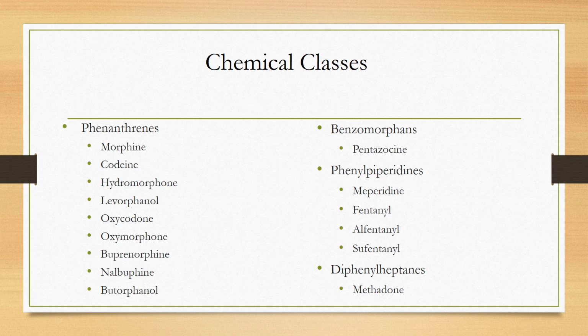And then our chemical classes, so they're all broken down here. I'm not going to go through all of these, but typically if you have an opioid allergy, you're going to be allergic to the same ones in the class. So if you have an allergy to the phenanthrenes, so morphine, you'll have an allergy to hydromorphone, levorphanol, oxycodone, oxymorphone, again, Opana, which is no longer on the market, buprenorphine, which you'll see in Suboxone or Subutex for withdrawal, and so on and so forth.